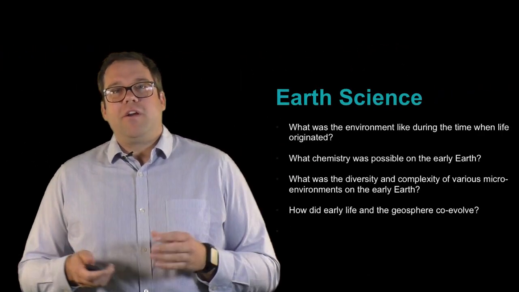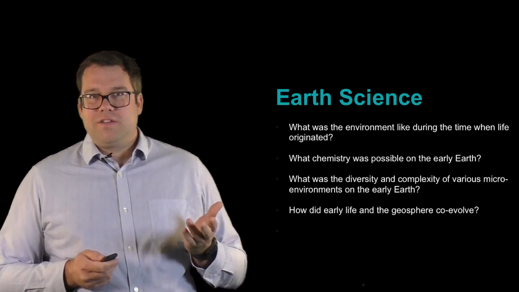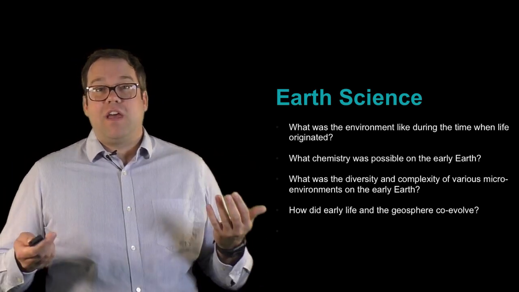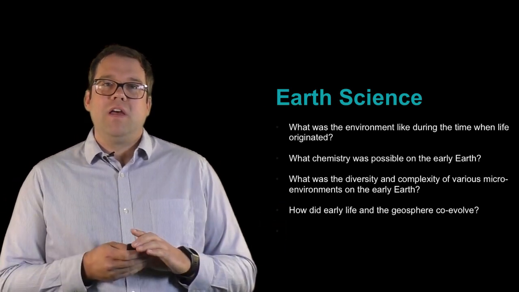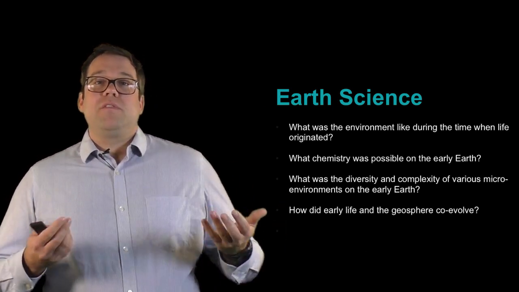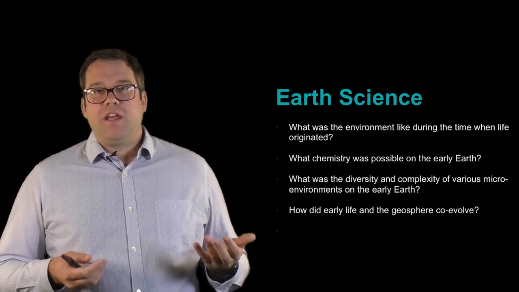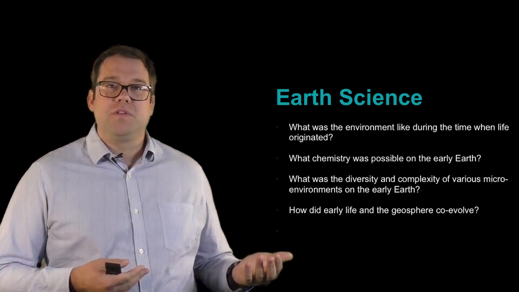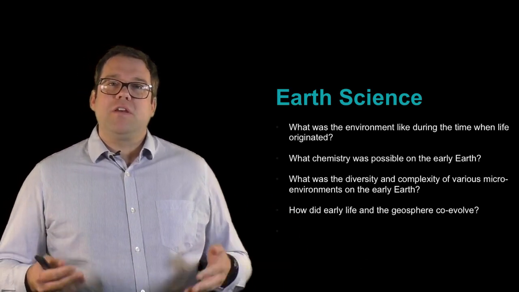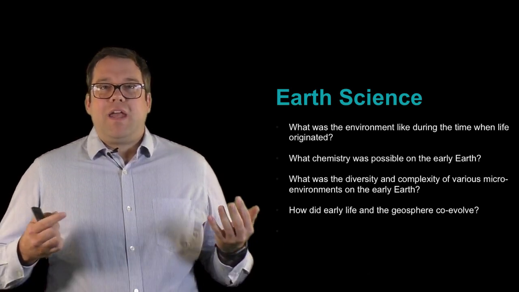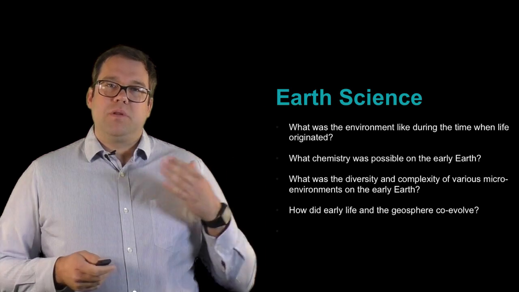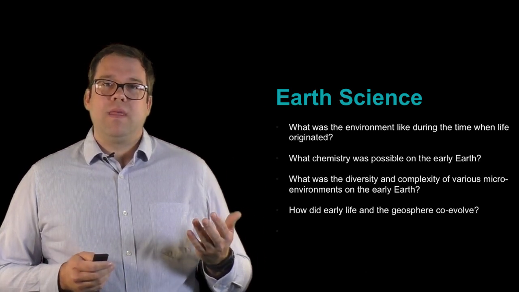So within these concept areas, what are the main questions? So if we take earth science as a concept area, the main questions as they relate to the origins of life tend to be things like, what was the environment like during the time when life originated? So we understand that the early earth was very different than the modern earth, and we need to understand something about what chemistry was possible then, and how that might come together to help life form in the first place.